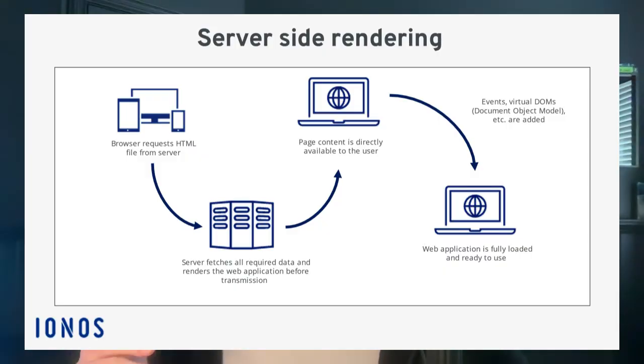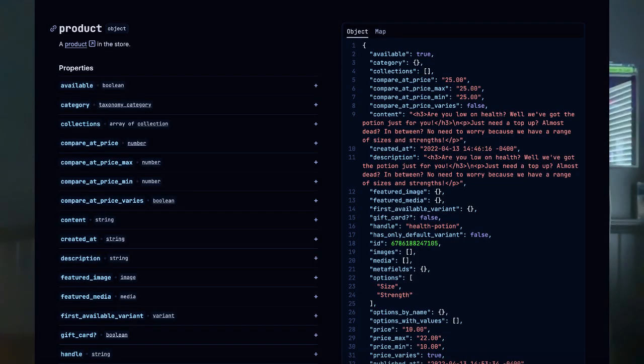Liquid is Shopify's templating language, which means it's server-side rendered and sends data from Shopify to your template file. Think of it as how we display our product data on our theme, which also means we need to understand how Shopify's data is structured so that we can access it.